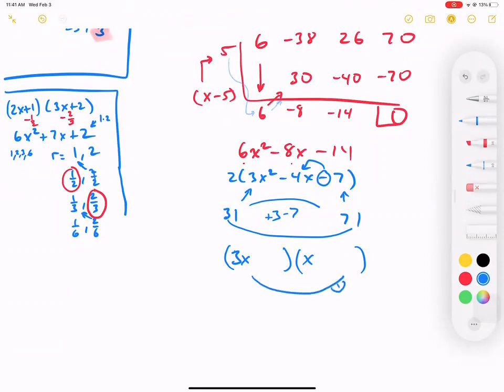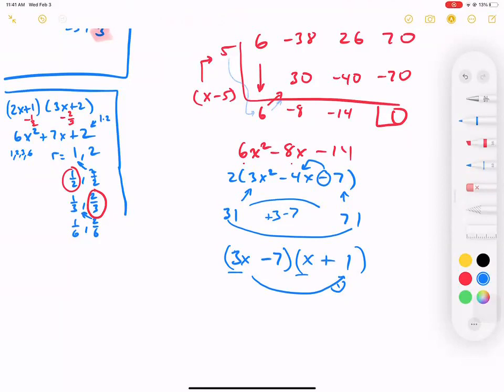And who do you multiply 3 by? You multiply 3 by 1, right? So if this is 1, this is 7. We used up all our numbers. 3 and 1, 7 and 1. Who do we say has to be negative? The 7 has to be negative because 7 times 1, and we need a positive 1 times 3.